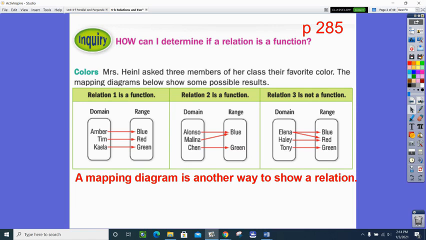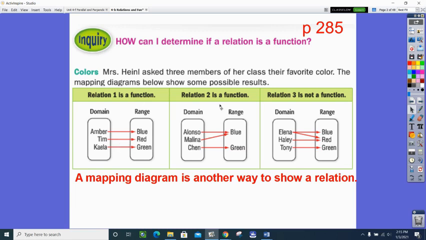Mrs. Hanel asked three members of her class their favorite color. The mapping diagrams below are going to show some results. In her first class, she asked Amber, Tim, and Kayla. Amber's favorite color was blue, Tim's was red, and Kayla's was green. This relates a student to a color. That's the relationship. That's the relation. And this is a function, our new word. This is a function.